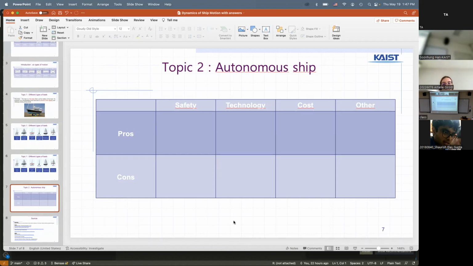I think the cost of an autonomous ship would be far smaller than a manned ship, because the cost of humans is quite expensive, you know. So if the autonomous ship is possible, maybe much cost can be saved. Yes, you're right.